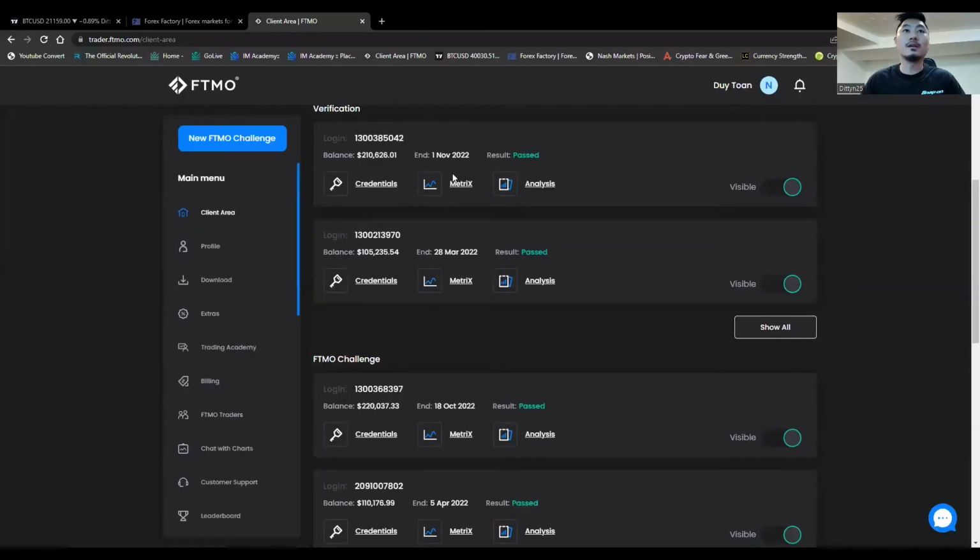you can see it here. Just to mention, I'm not a financial advisor or I don't promote any broker. Okay, I'm just going to show you from my experience. So you see here, I've been certified on November 1st, 2022, for the 200K account on FTMO, and also the 100K on March 28, 2022.